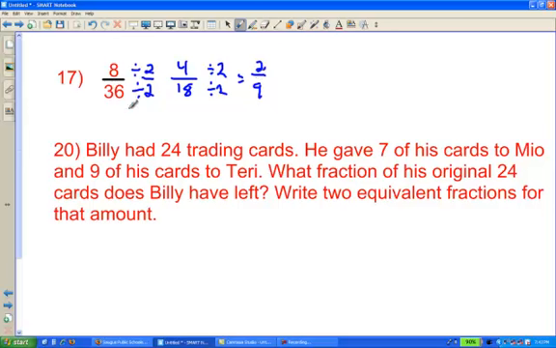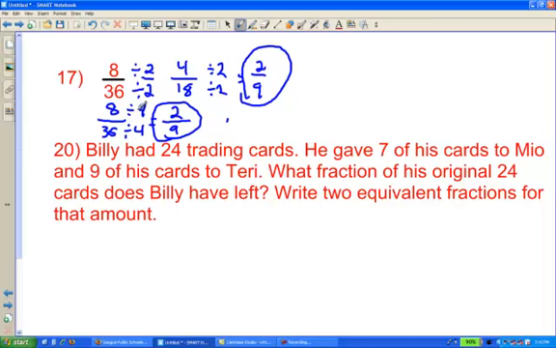Another way I could have done this problem, probably the quicker way, the easier way, I could just realize right away that 8 and 36, their greatest common factor is actually 4. So if I divide them by 4 at the very beginning, 8 divided by 4 is 2. And then 36 divided by 4 is 9. So I get 2 ninths. I still end up with the same answer. 2 ninths over there and 2 ninths over there. It's just quicker if I find out the greatest common factor first.